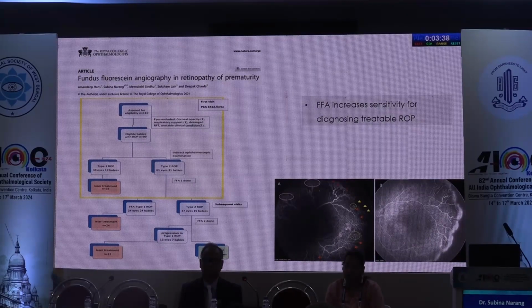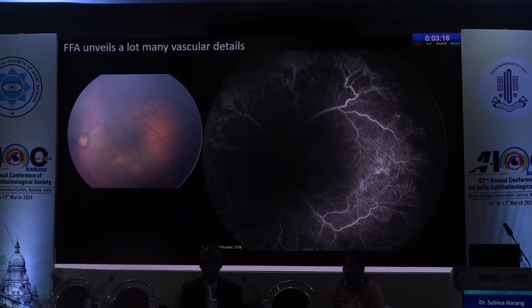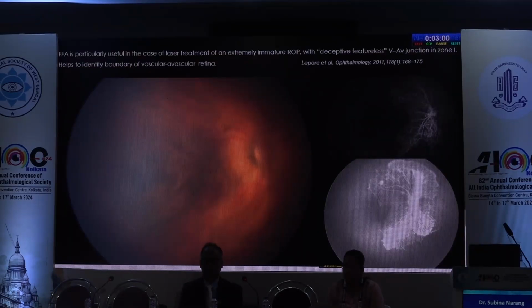In our study, we found that whatever we had labeled as type 2 ROP clinically, around 1/3 of those were actually requiring treatment due to the intense leakage which we were seeing on fluorescein angiography. Therefore, FFA could help you to increase the sensitivity of diagnosis of treatable ROP. And it unveils a lot of things. You see focal dilatation of capillaries, you could see popcorns, arteriovenous shunt vessels. You could also pick up something like foveal hypoplasia in these babies, which could have an impact on the final visual acuity of these babies.